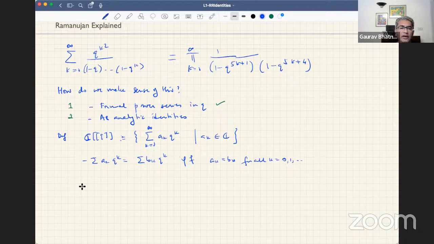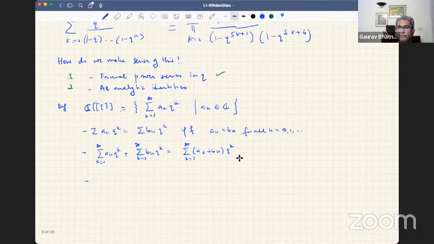So you can say a_k q^k plus b_k q^k is defined to be (a_k plus b_k) q^k, again with k going from 0 to infinity. So usual properties of sums hold. It's associative, it's commutative, etc. There's a 0, and there are additive inverses. So 0 is just 0 plus 0 q plus 0 q squared, etc.